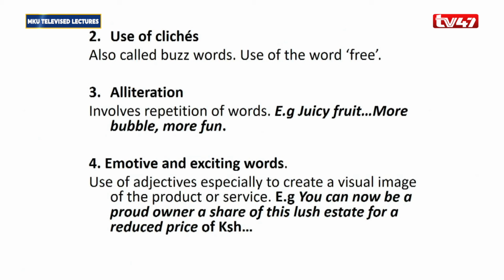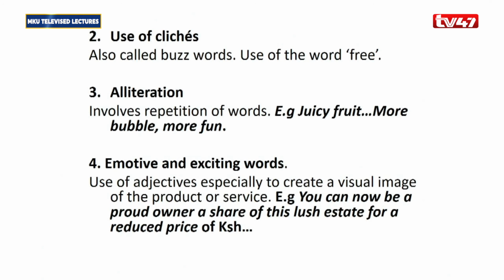Then you have alliteration, and this is repetition of words. We repeat words a lot in a bid to create rhythm, which is supposed to help with retention. When you repeat words, you create a rhythm that is hard to forget in people's minds. So alliteration, we've given an example of an advertisement about a product called Juicy Fruit. They keep telling us more bubble, more fun. So you see the words more and more are repeated, creating a rhythm that is kind of hard to forget.